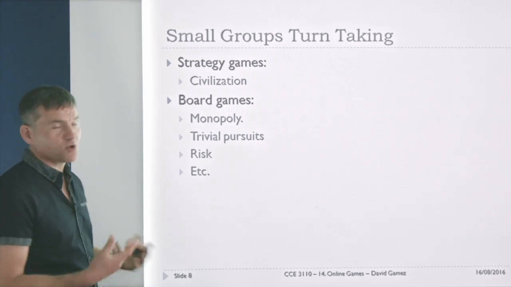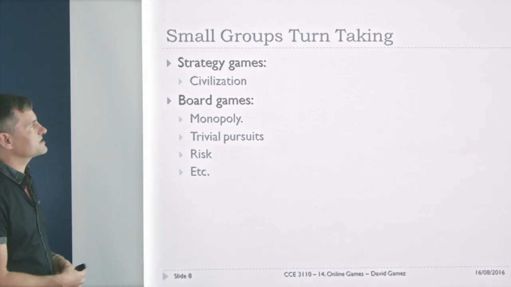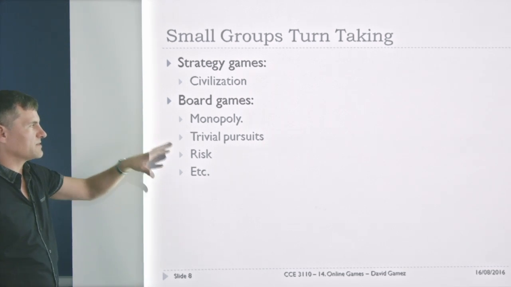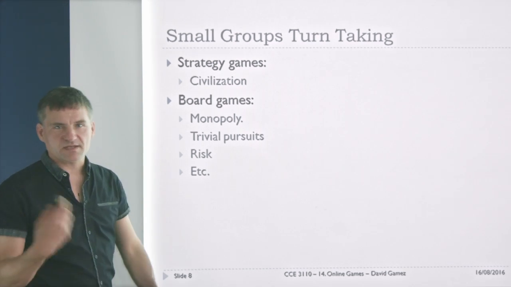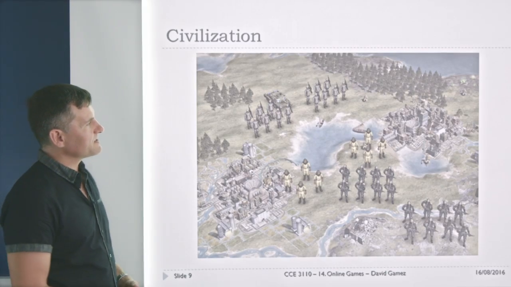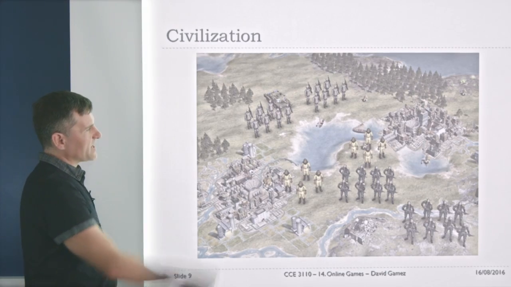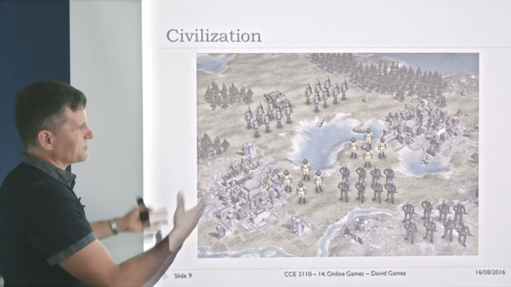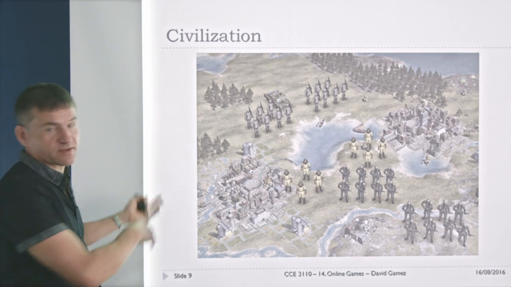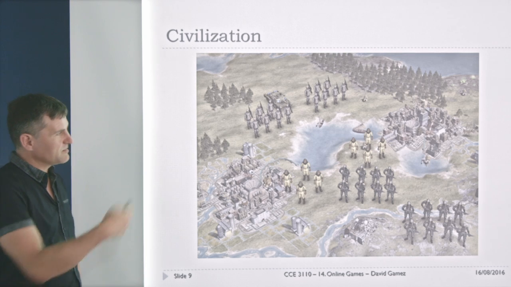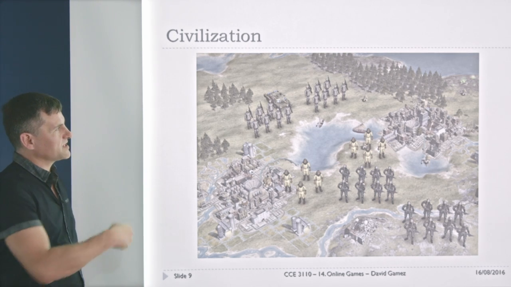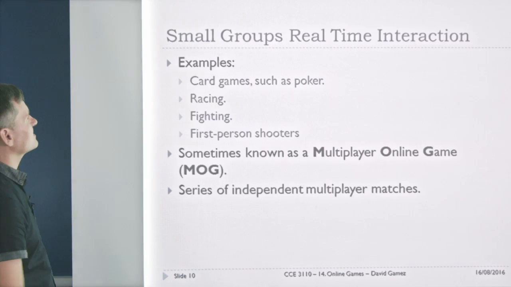Then you've got small groups, but you're still taking turns with the small groups. So strategy games, such as Civilization, or things like Monopoly, Trivial Pursuit, Risk, and so on, these traditional board game type things. In Civilization, I think, I've never played it, but each person controls some territory, some armies or whatever, and they have to build up their civilization and conquer other civilizations and all this kind of stuff. But I think it's a turn-based game in which people take turns to make their changes to the world and attack people and so on.